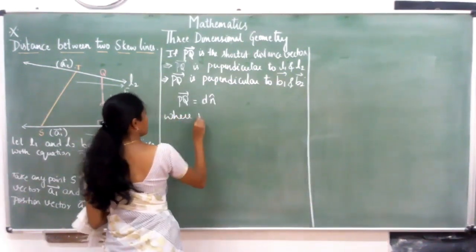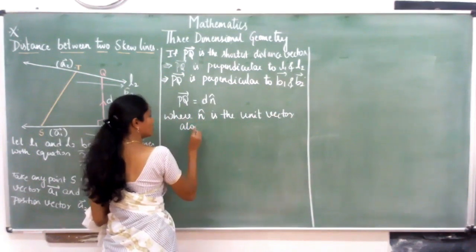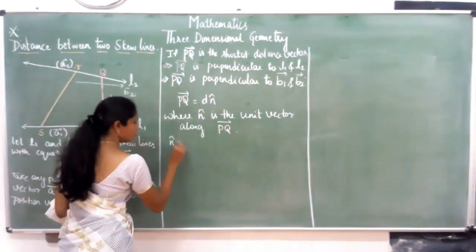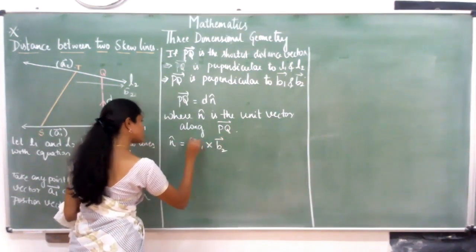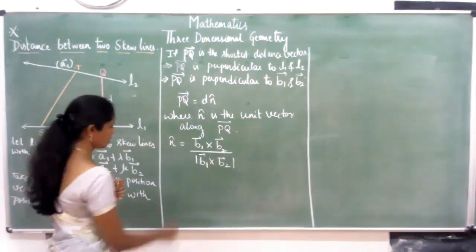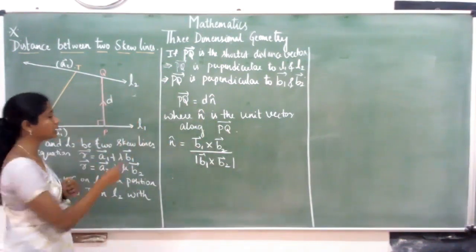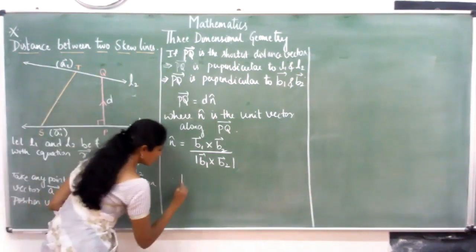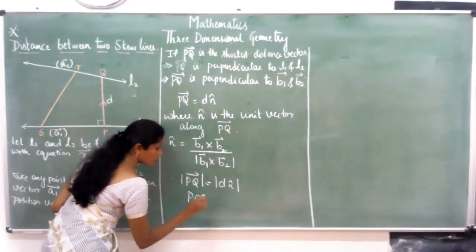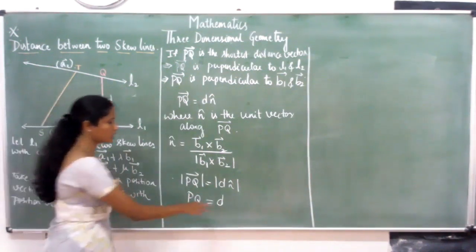So here, n cap is the unit vector along PQ. So n cap will be given by B1 vector cross B2 vector by magnitude of B1 vector cross B2 vector. Therefore, we know that vector PQ is equal to D into n cap, that is the magnitude into direction. But we are interested in finding out only the value of D. So the magnitude of vector PQ is equal to the magnitude of D into n cap. Therefore, the magnitude of vector PQ is just D, where the magnitude of the n cap unit vector is equal to 1. So we need to find what is D.